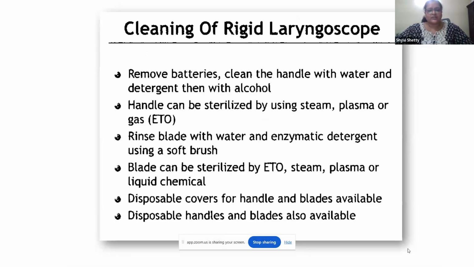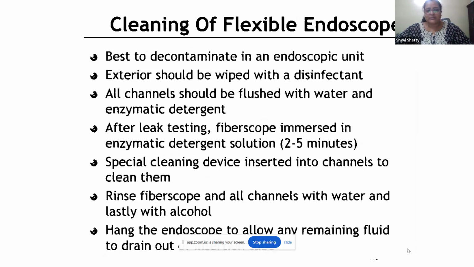For cleaning of the rigid laryngoscope, you have to remove the batteries and clean the handle with water and detergent, then with alcohol. Usually handles can be sterilized by using steam, plasma, or ETO. Disposable covers are also present for these handles and blades. For the flexible endoscope, it is best to decontaminate in an endoscopic unit, and there are several steps that would be followed to clean the same.